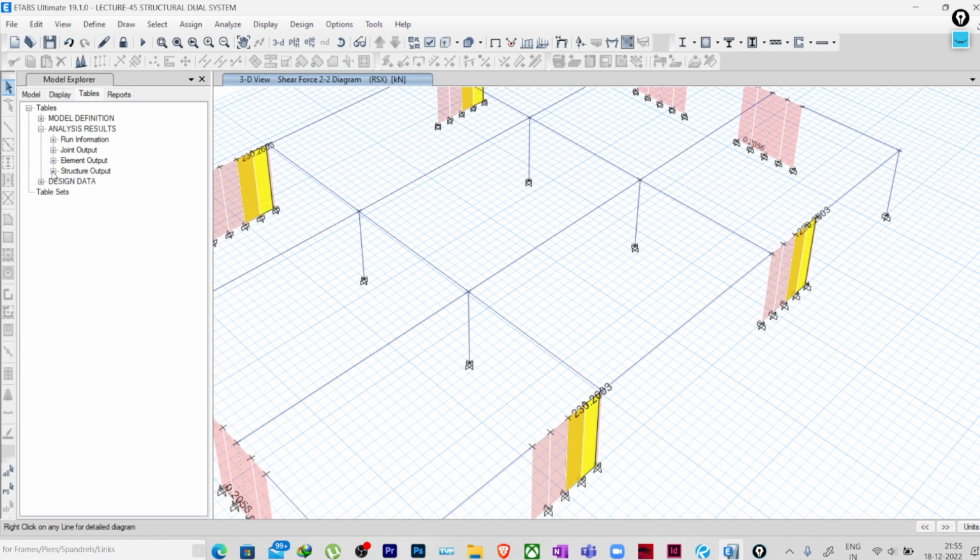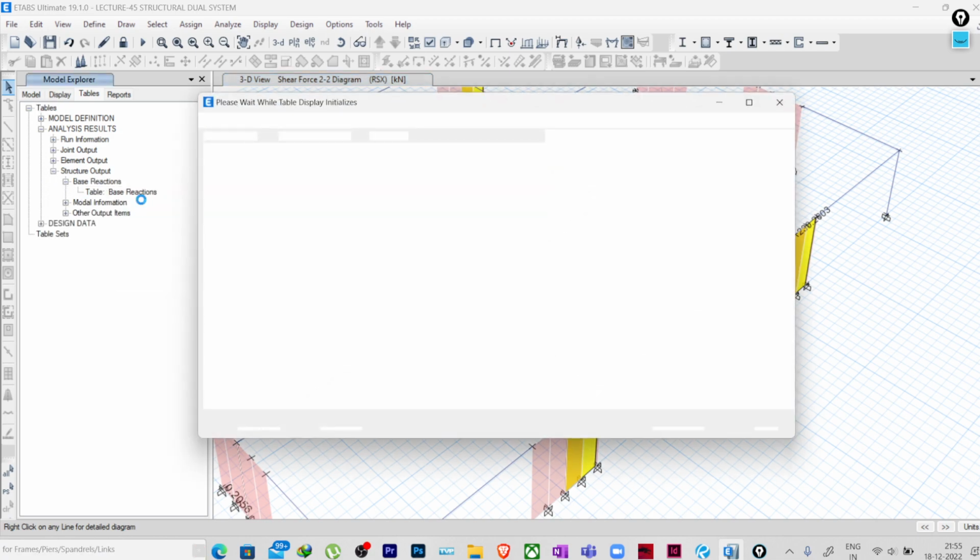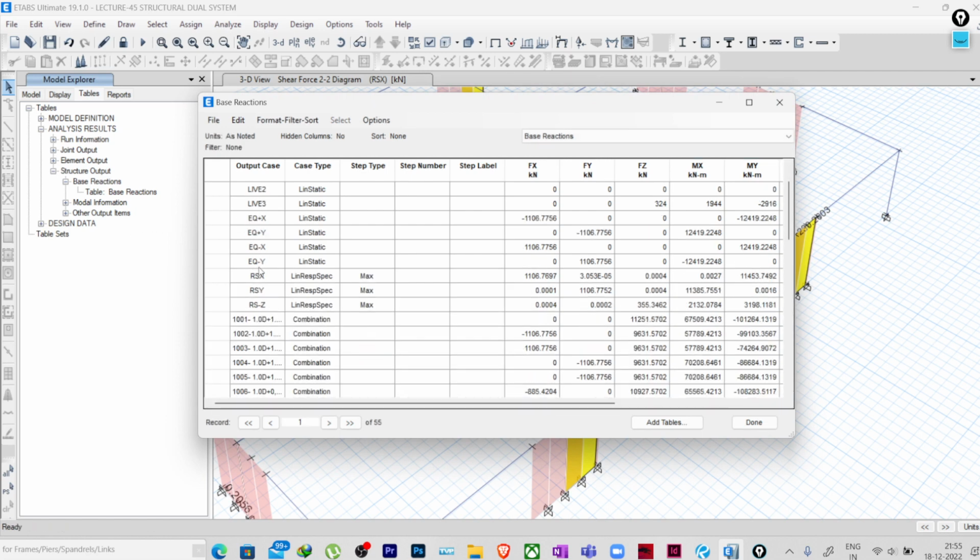So I'll just go to structure output, base reaction, and right click here. And if you see the static base shear, as we have scaled up, so that static and dynamic base shear will be the same. So what is the design base shear that we are taking? It is 1106.7756 kilonewton, okay, in both the directions. Fine.